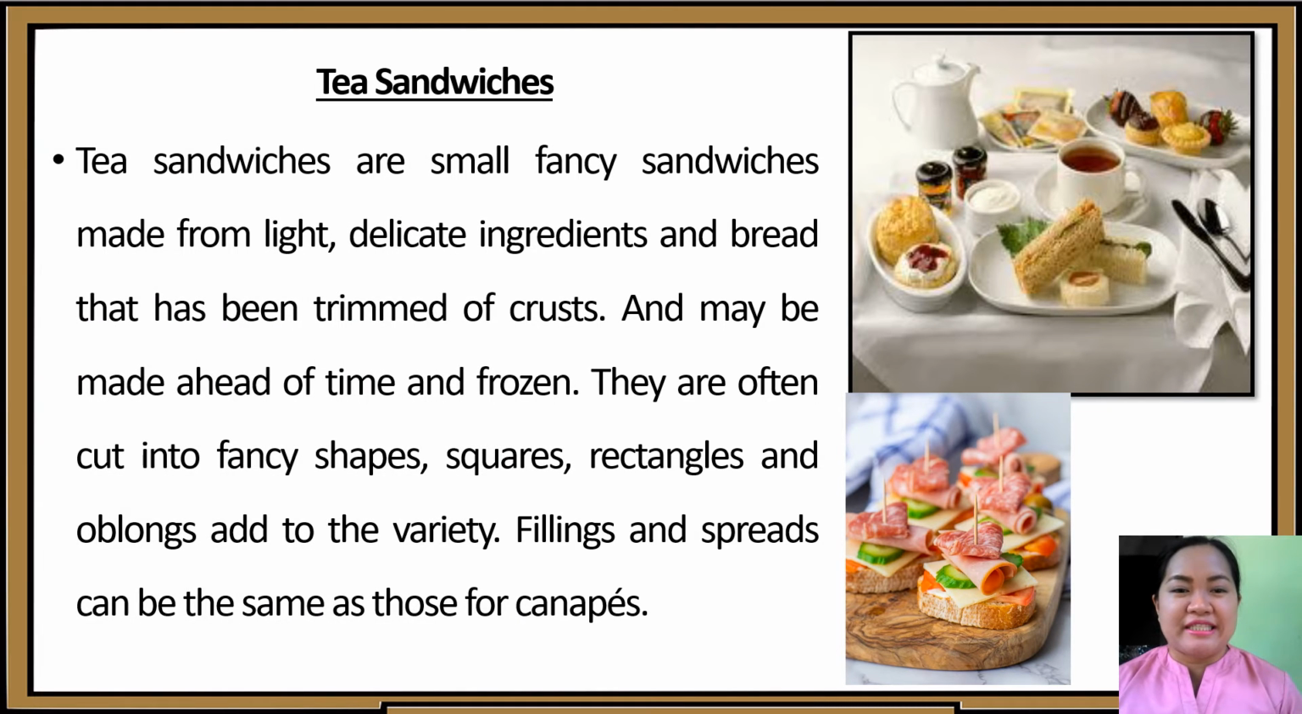Tea sandwiches are another example of cold sandwich. Tea sandwiches are small fancy sandwiches made from light, delicate ingredients and bread that has been trimmed of crust and may be made ahead of time and frozen. They are often cut into fancy shapes; squares, rectangles, and oblongs add to the variety. Fillings and spreads can be the same as those for canapes.